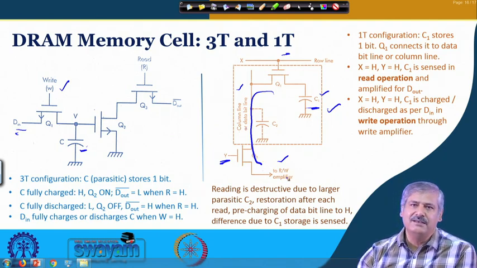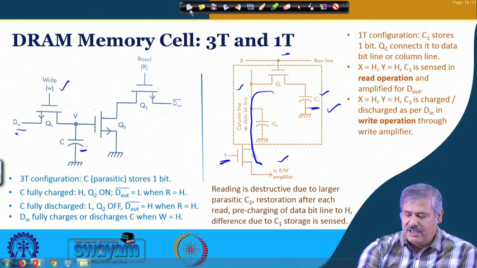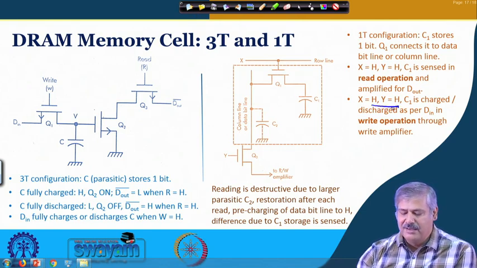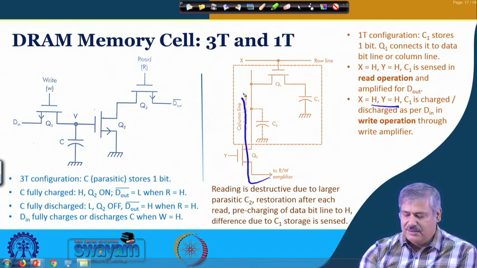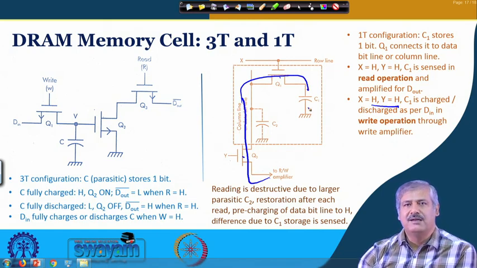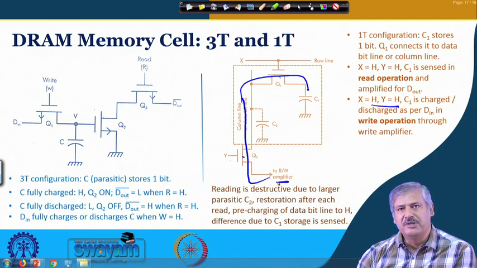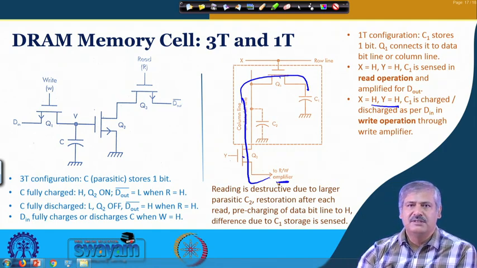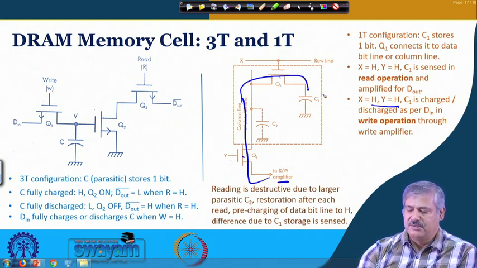That is the read operation. For the write operation, of course, when both of them are high, from this side, this is from the write amplifier, this transistor is on and this transistor is on. C1 gets charged according to the low or high value coming from the write amplifier. This is the way this memory cell stores information, high or low.